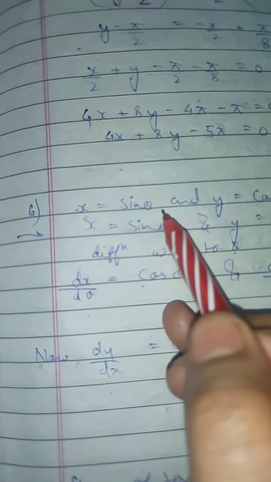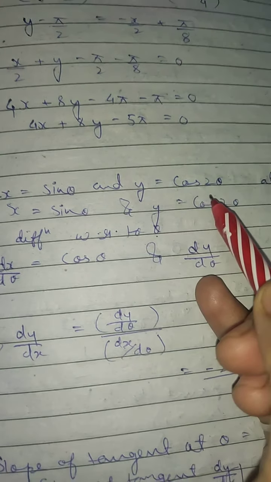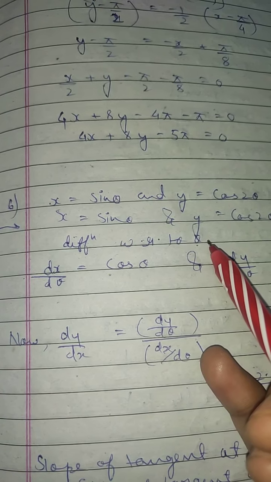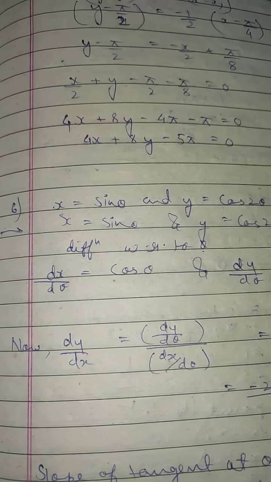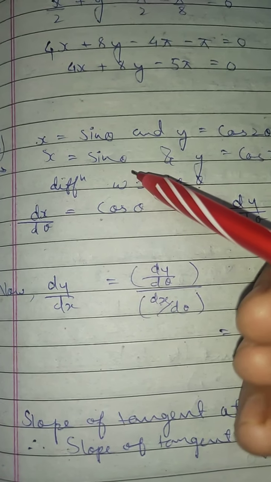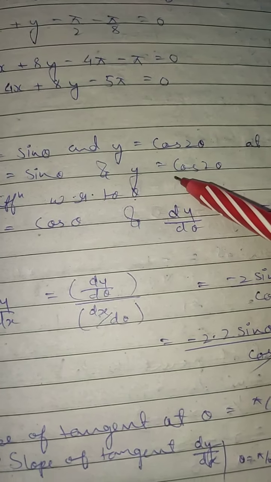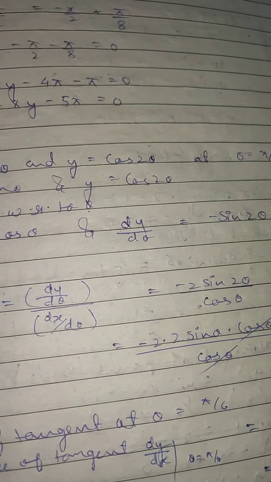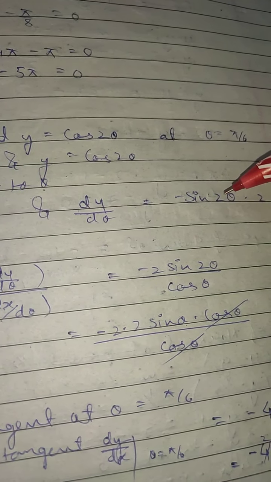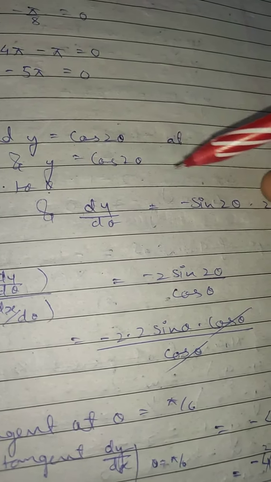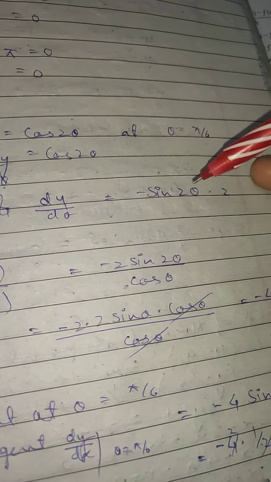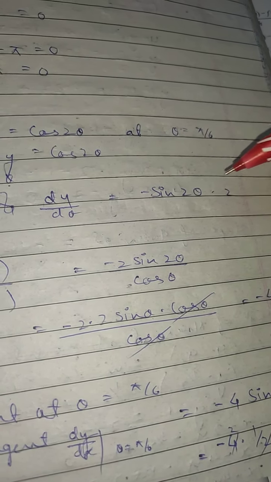So x is equal to sin theta and y is equal to cos 2 theta at theta is equal to pi by 6. We'll differentiate with respect to theta. Why? Because the right side is a theta variable. So for the x derivative we get dx by d theta, and the sin theta derivative will be cos theta. Similarly for the y derivative we get dy by d theta, and the standard derivative of cos is minus sin theta. Now here the angle is 2 theta, so again the derivative of 2 theta we will get as 2, because the theta derivative is 1. So 2 into 1 will get 2.